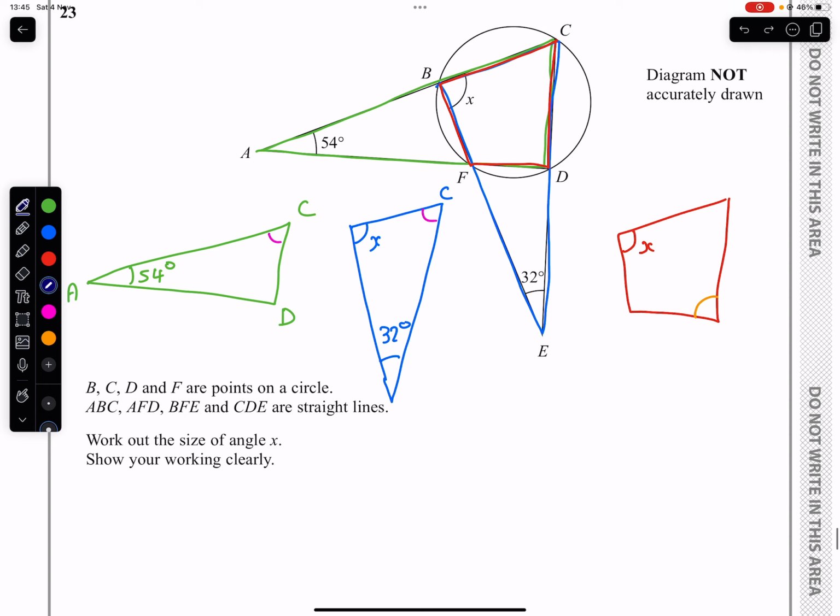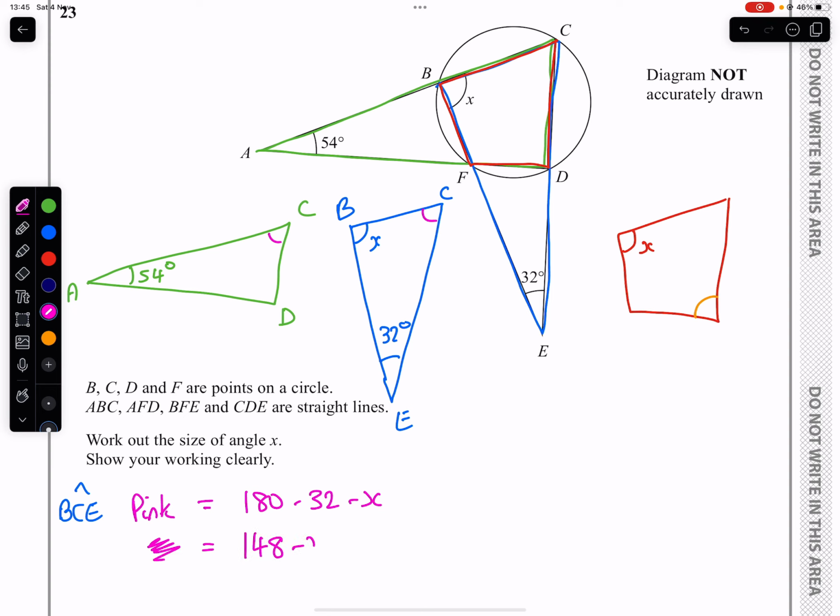Let me call this the pink angle. It is technically BCE if I want to be really formal about this. So angle BCE. I could just highlight this in pink though, that's what I'm going to do. And we have 180, and we take away 32 from it, and we take away x from it, and that will give us the size of that angle, which is 148 take away x. So I can add to this picture 148 take away x. I can also add that information here now as well, 148 take away x, which then allows us to figure out something in this triangle.